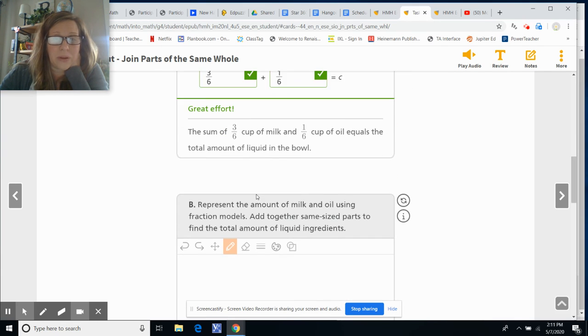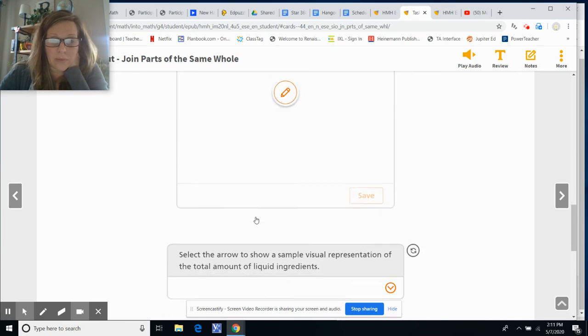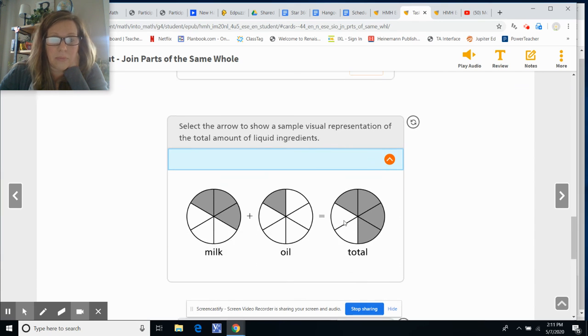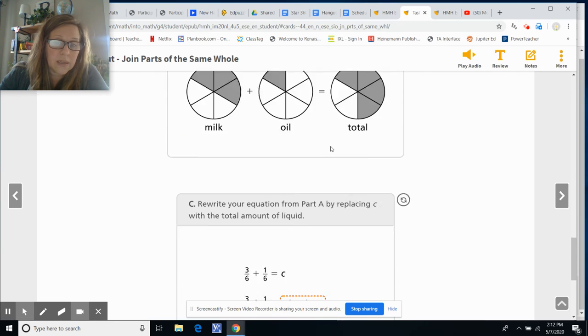I think a lot of you can see what you're going to end up getting. So let's figure out what C equals. So they want us to represent this in model form. And so let's look at our models. Milk is represented. The whole is broken into 6. And we have 3/6 milk. And then we have 1/6 cup of oil. And when you add these unit fractions together, you're going to get the total. So we have 1, 2, 3, 4 out of the 6, or 4/6.